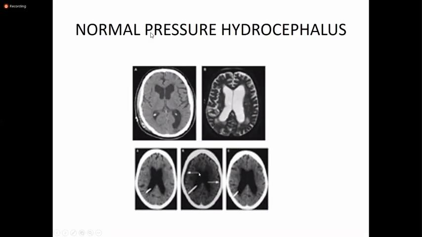Another common complication that I have told you in the previous slide is blockade of the shunt, infection, and the over drainage. These are the common symptoms that you have to remember at your MLA.